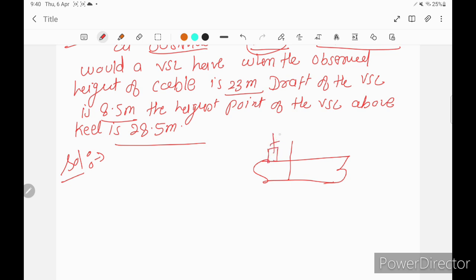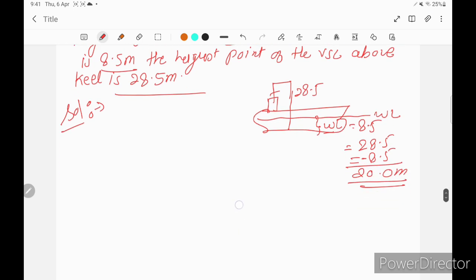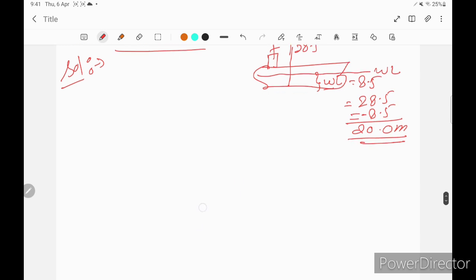Consider this is the highest point, 28.5, and this is the water line, so this is our draft, 8.5. So 28.5 minus 8.5 is equal to 20 meters. Okay, so this part is clear? Now we'll solve.